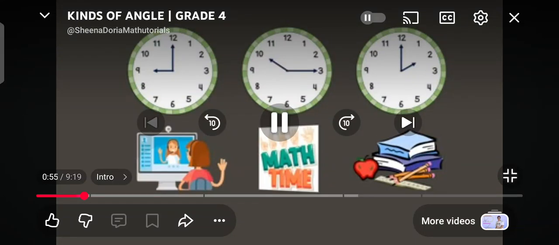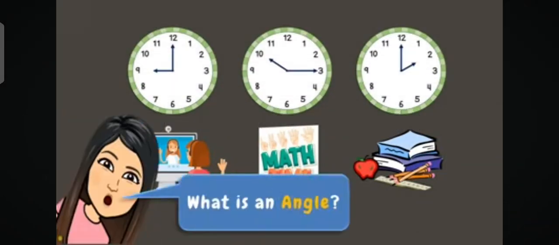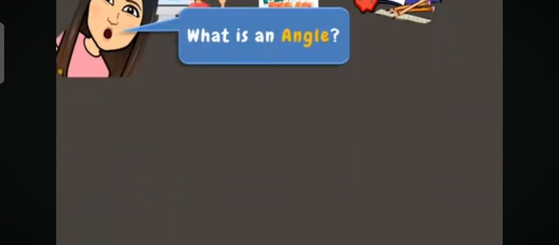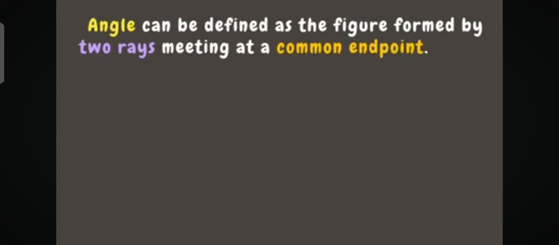Kinds of angles. But wait, do you know what angle means? An angle can be defined as the figure formed by two rays meeting at the common endpoint. For example, we have here ray BA and ray BC. If we join these two rays together, we form an angle.